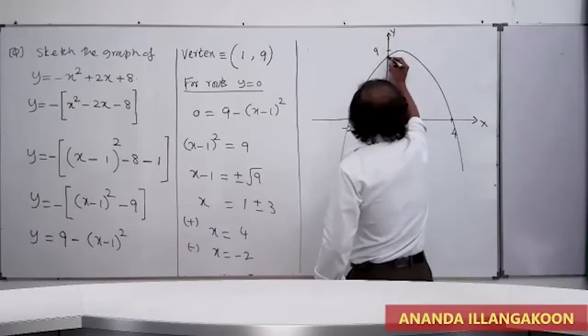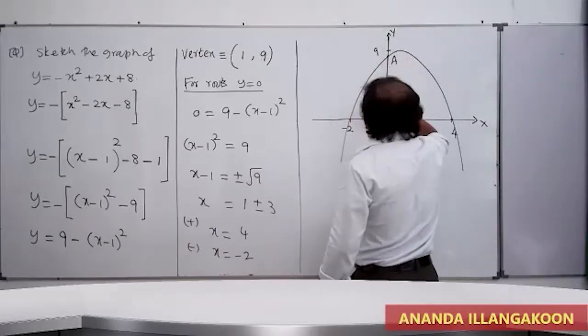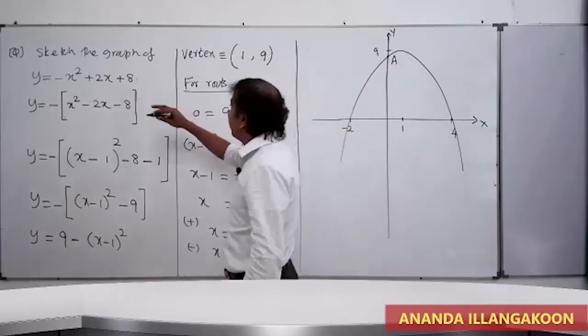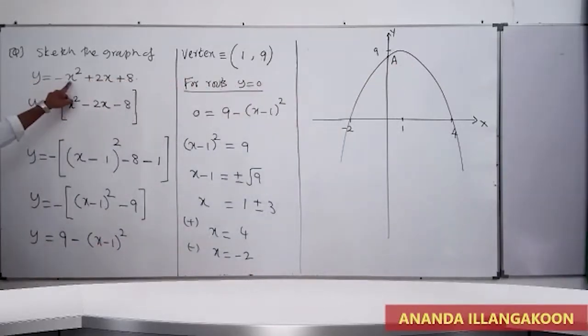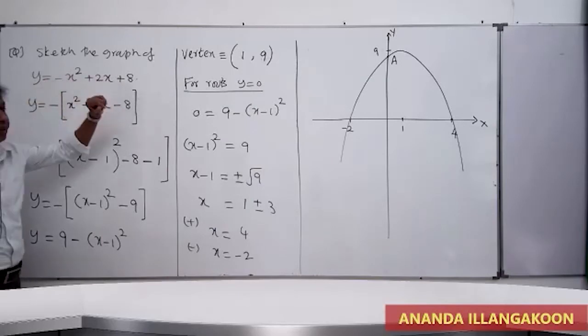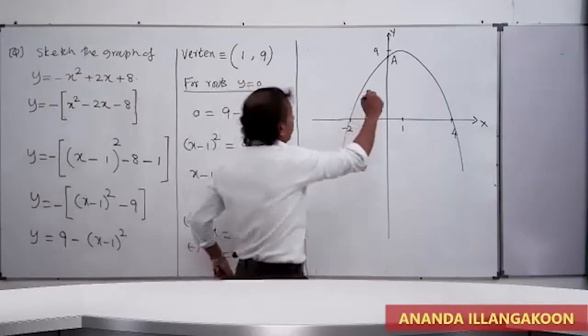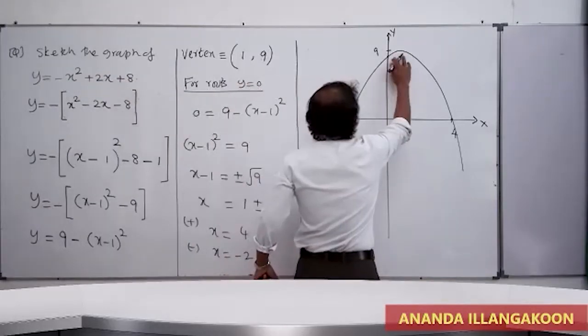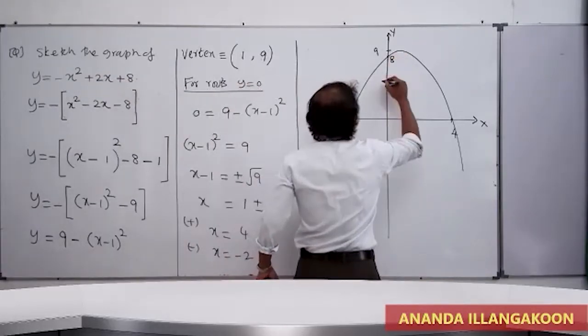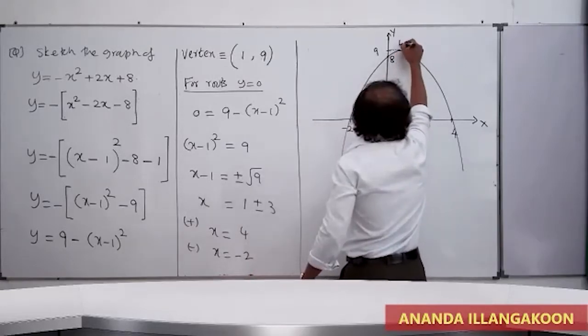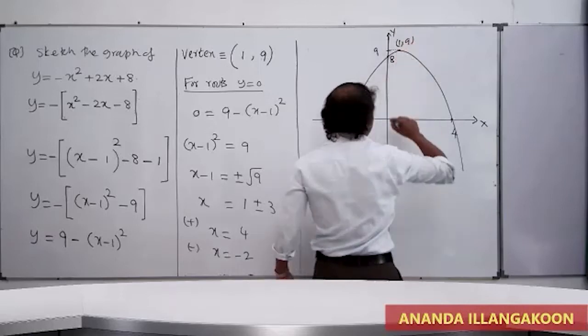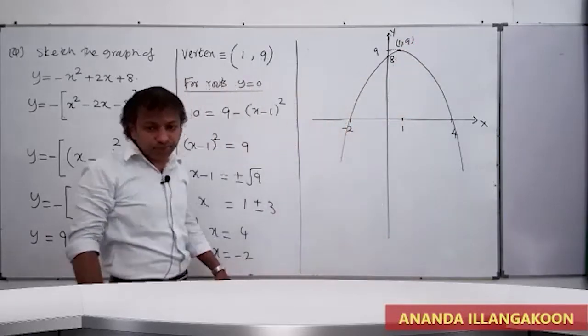People, if you need to find this point A, suppose, how to find point A? Put x equals 0 here and here. Mentally, you can find, people, that 0 squared is 0, 2 into 0 is 0, y is 8. This point is 8. This is the vertex (1, 9). See here, the rough sketch is this. Right.